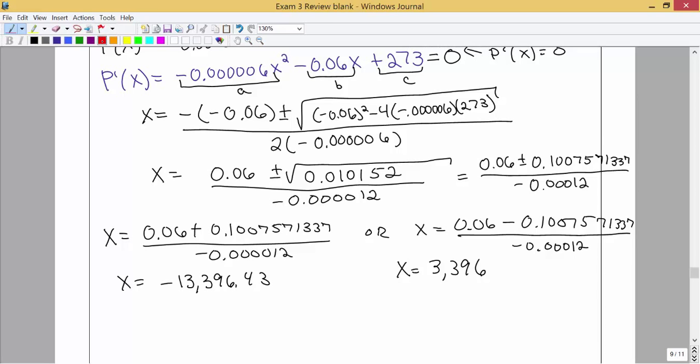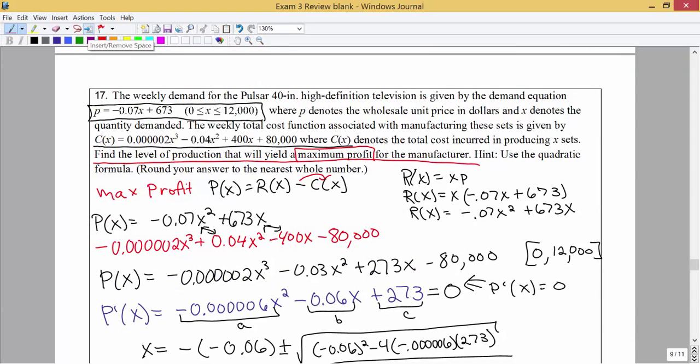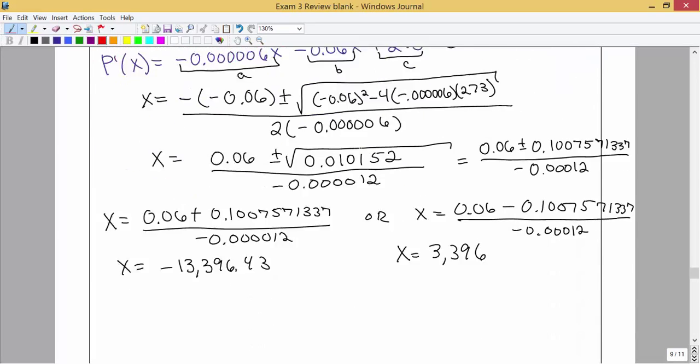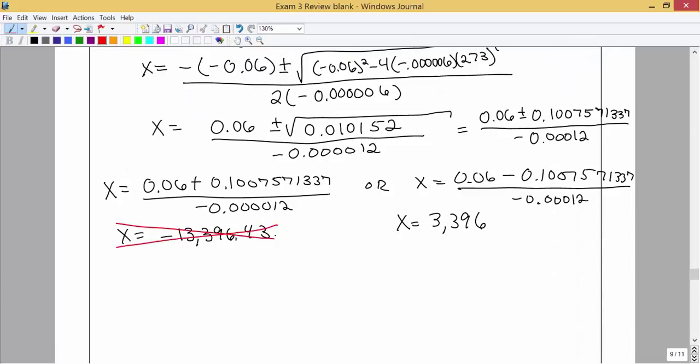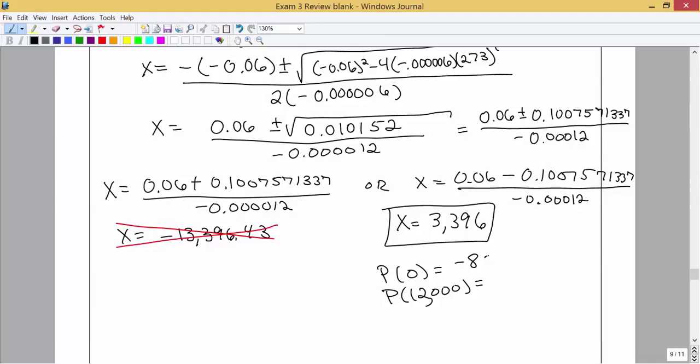Of course, what does x represent? X represents the quantity. The limitation was from 0 to 12,000, so we're going to ignore any negative values for that quantity because they're outside of the bounds for what we were given. And we will use this value here. Remember that this is the x value where we have that horizontal tangent line. So we're going to evaluate the profit function at the endpoints, and then also at that given value. So if I put in 0 into the profit function, you get negative 80,000.